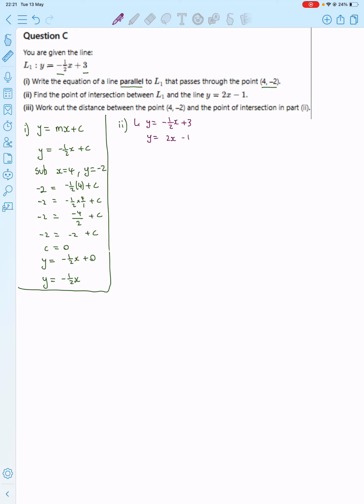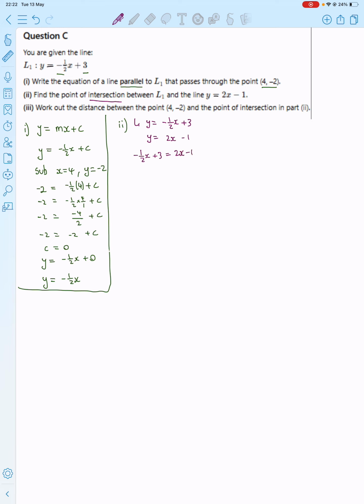So we are solving. It says again, find the point of intersection. So it's telling us we're solving simultaneous equations. Again, we have the luxury of y equaling something and then this other y equaling something else. So we can make these two things be equal to each other. So minus a half x plus 3 is equal to 2x minus 1.